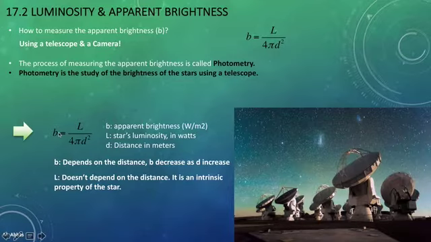Then your telescope doesn't know how far this star is. It will just give you the apparent brightness, okay? So if you have B, you still need to find L and D, right? So if you have B and then you find D with parallax, then you can find the real brightness of the star. And this is really how we do it.